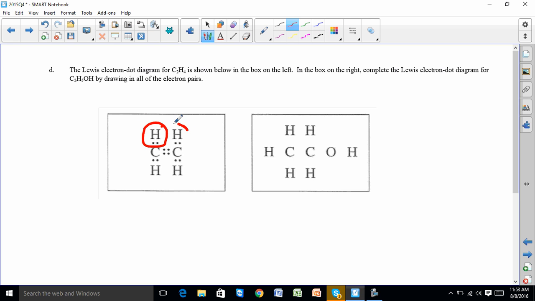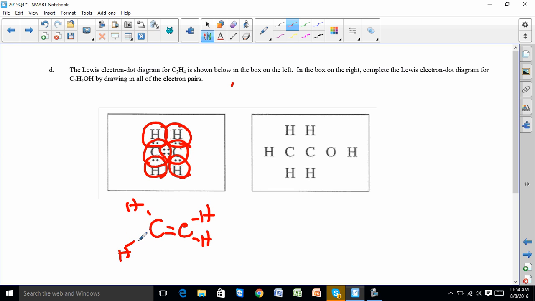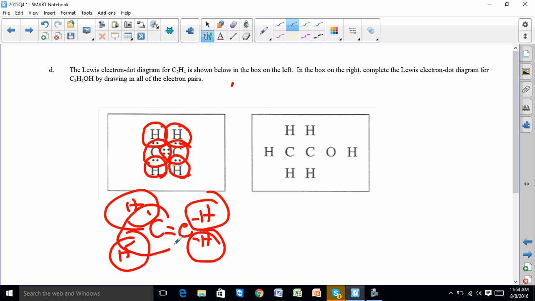Hydrogen has 2, it wants 2. Carbon has 8. 2, 4, 6, 8. Remember right here, this shared 2 pair is a double bond. You're used to drawing things like this. So here's the deal. Every hydrogen has 2. Carbon has 8. This carbon has 8.